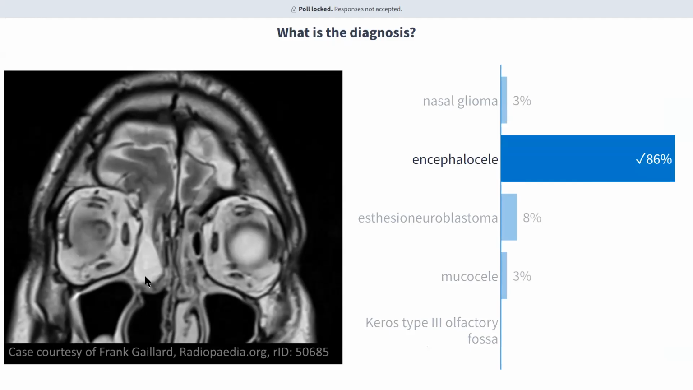And there's this like cystic fluid signal intensity structure in the upper nasal cavity that's communicating with it. So this is meningocele, and this is the brain matter. So it's a meningoencephalocele, or you can just call it encephalocele or cephalocele. And this is a source of CSF leak, and patients may present with CSF rhinorrhea.